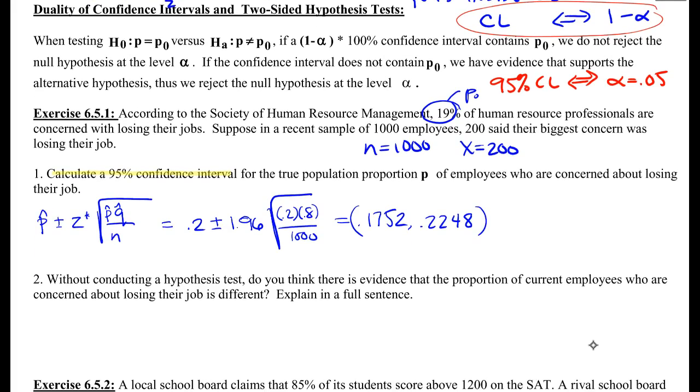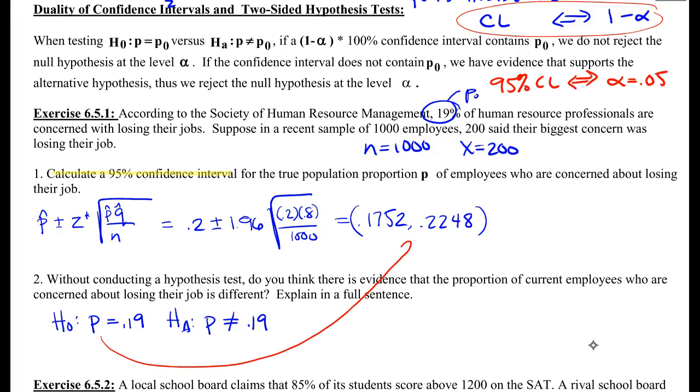Now, part 2 says, let's use that duality. Without conducting a hypothesis test, do you think there's evidence that the proportion of current employees who are concerned about losing their job is different than our hypothesized value? So basically, we're looking at these two hypotheses. Our null is that it is equal to 0.19, that the Society of HR Management was correct. And our alternative is that it's something different than that. And we can see 0.19 falls right inside that interval. It's pretty close to our 0.2 that was our p-hat.